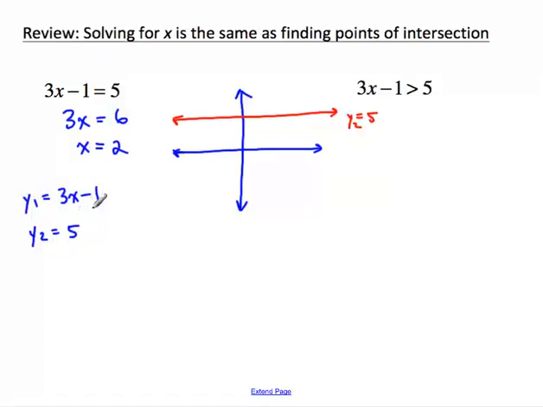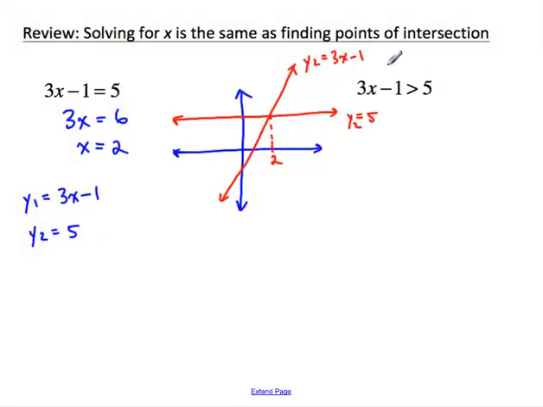And if I graphed y1 is equal to 3x minus 1, it's got a slope of 3 and a y-intercept of -1. So it might look something like that. And graphing those, you would find that their point of intersection has an x value of 2. If we trace that down to the x-axis, we'd see it has an x value of 2. So finding the solution to this equation algebraically gives us the same answer as finding the solution graphically. Finding graphically, what we do is we graph the left side, y is equal to 3x minus 1, and the right side, y is equal to 5, and find the point of intersection.